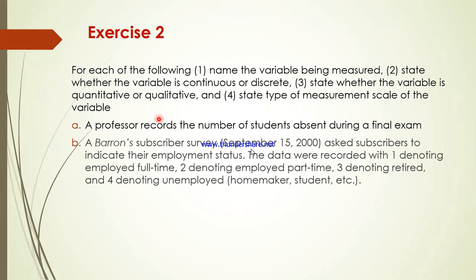Then the type of measurement scale. We can compare, and we can get a meaningful difference, for instance when all the students are present for the final exam. Right? So it is a ratio type of measurement. Now take part B and put the answers here.